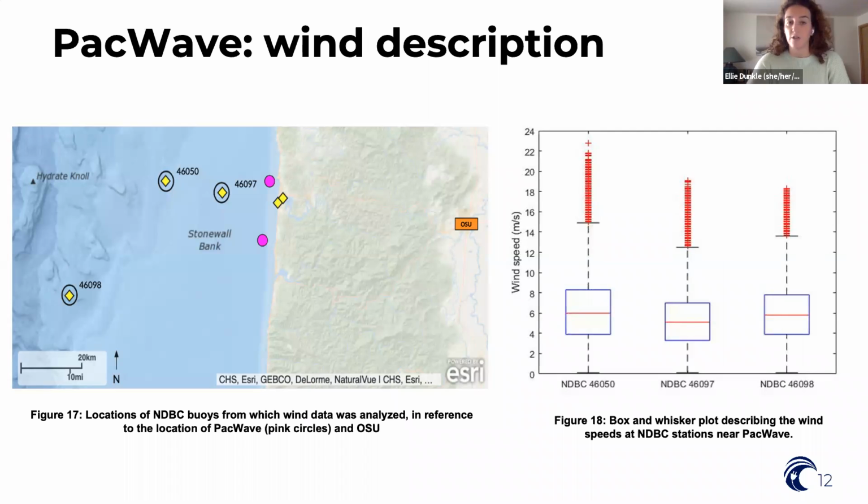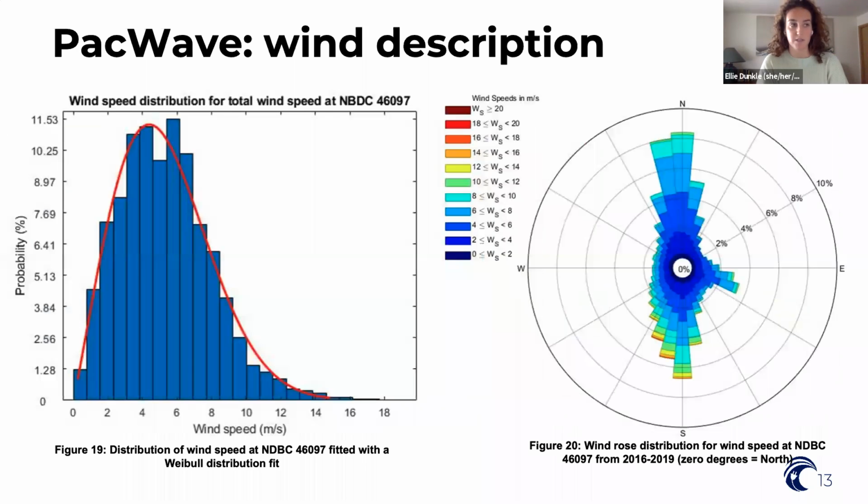To do a general wind description of the PACWave site and stay in line with the IEC recommendations, we analyzed data from these 3 NDBC buoys, which are National Data Buoy Center stations by NOAA, shown in figure 17. Figure 18 shows a description of the wind data gathered by means of a box plot, and median values for all 3 stations were between 5 and 6 meters per second. The data from NDBC 46097 was closest to PACWave, so we used that for further analysis.